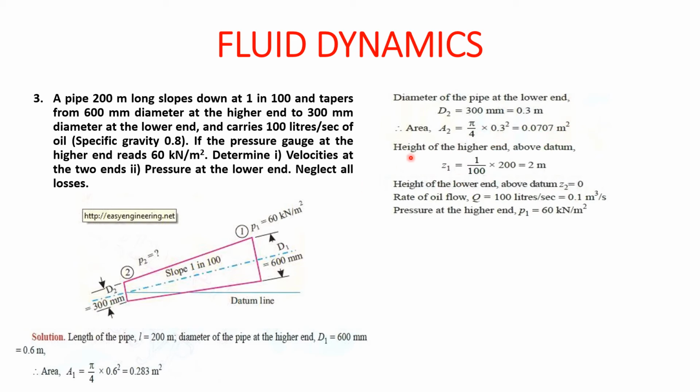Height at the higher end, that is above the datum. So how to calculate this? The taper is 1 in 100. So Z1 will be 1 divided by 100 into 200, because the length of the pipe is 200.